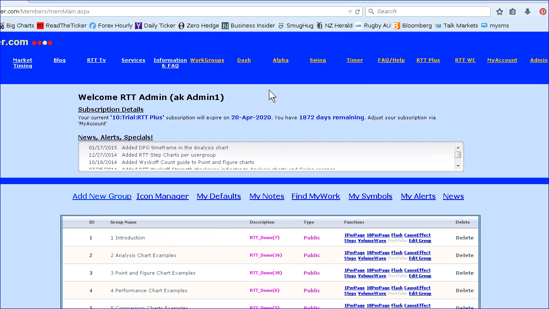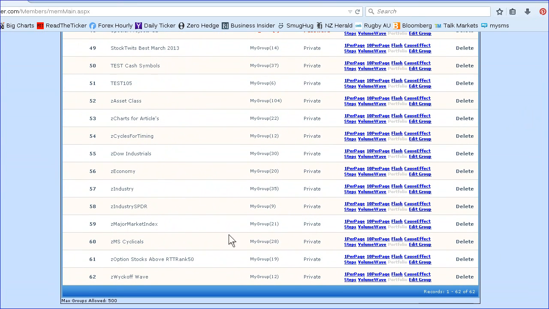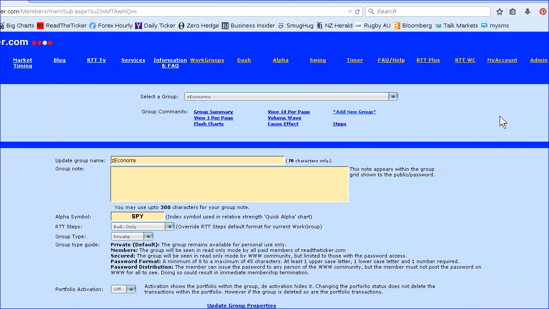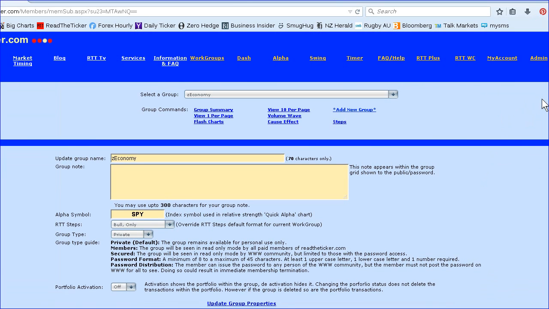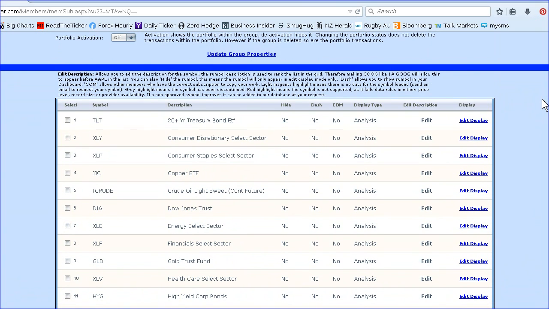Within the workgroups page you have your groups, and within your groups you have your symbols. I'll scroll down below here. I've got a group called Economy, and you can see the shortcuts to the pages of charts. There's steps, volume wave, flash, cause and effect, 1 per page, 10 per page. And within my group I've listed a bunch of ETFs that resemble interest rates, currency, commodity, stocks, metals, just so I can keep an eye on what's going on in the trend.